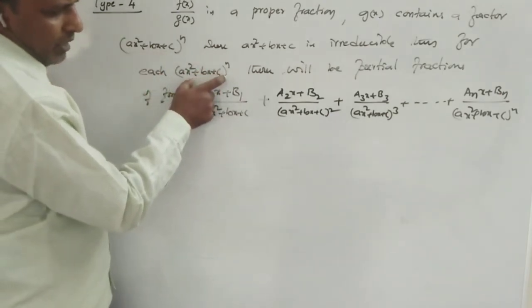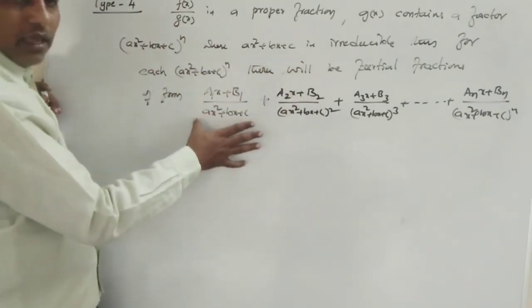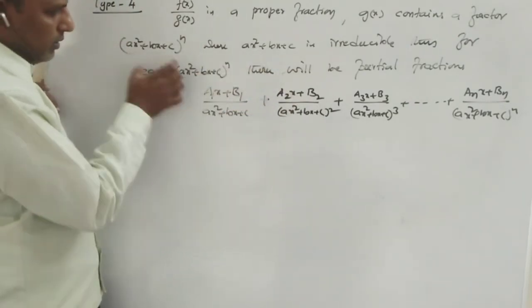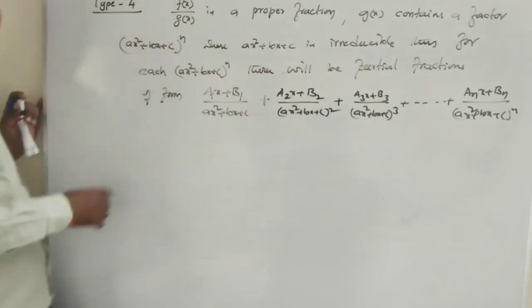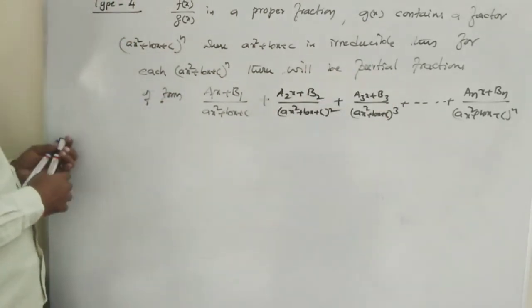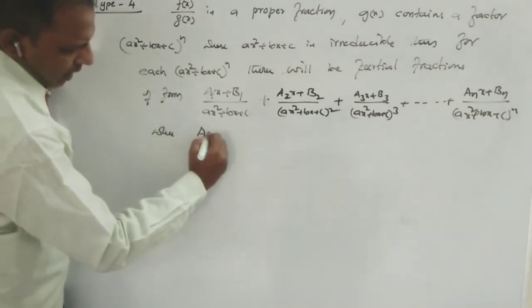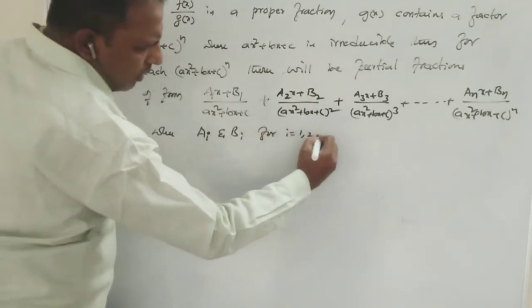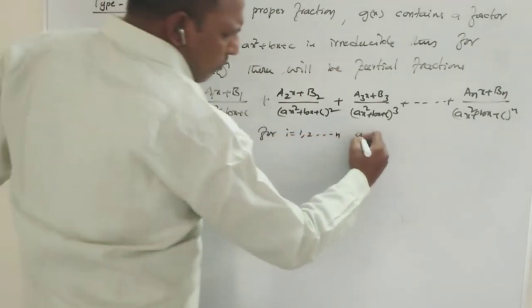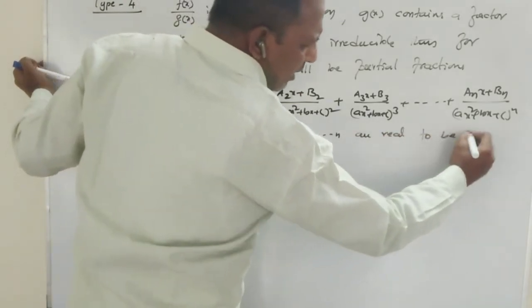Then for each ax square plus bx plus c whole to the power of n, repeated n times, there will be a partial fraction of this form. It contains n partial fractions. For this term in the g of x, you can have n partial fractions. Is it clear? Well, ai and bi for i equal to 1 to n are real numbers to be calculated.